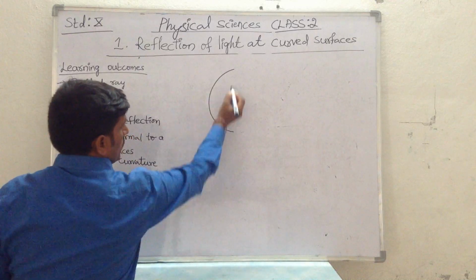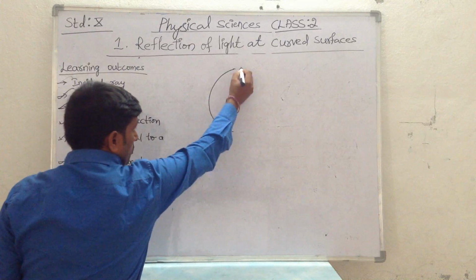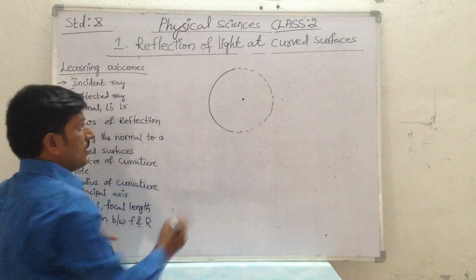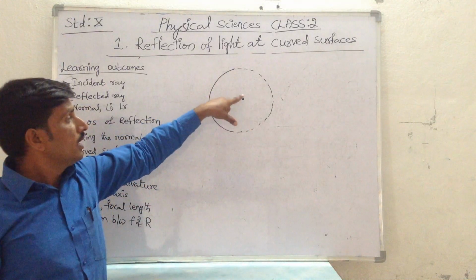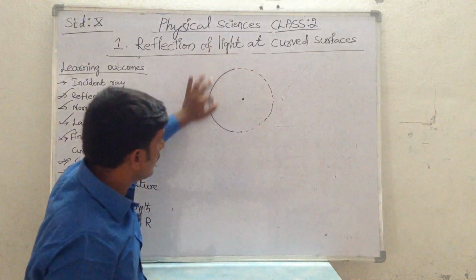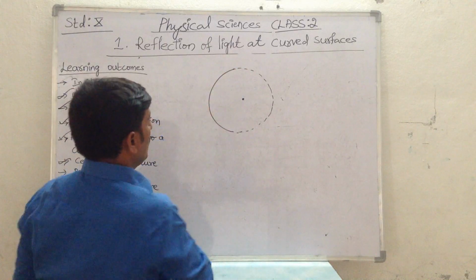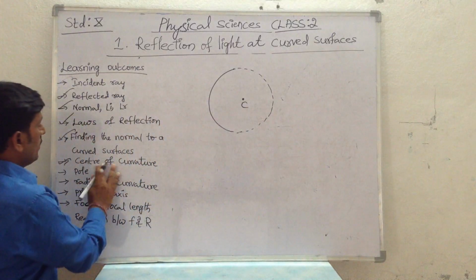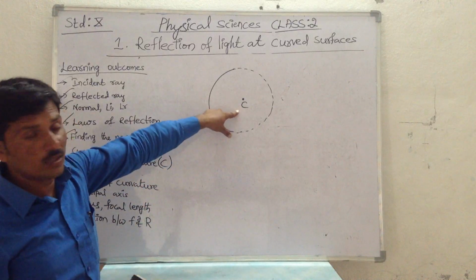In this, first we will use the term center of curvature, the center of the sphere. Now it is a cut shape, looking like a spherical surface. The center of the sphere of which the curved mirror is a part is called the center of curvature. The center of curvature is denoted by C.